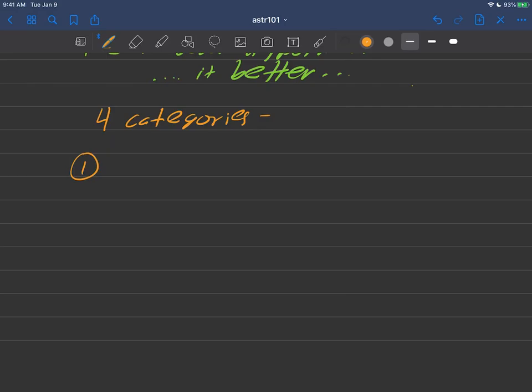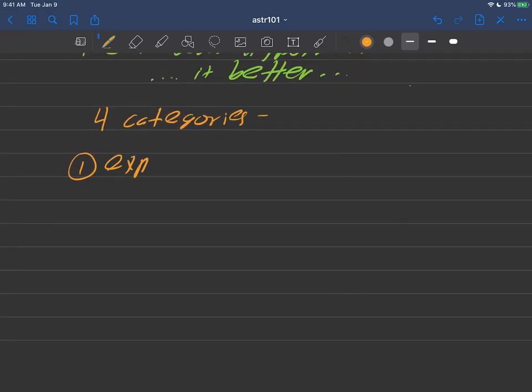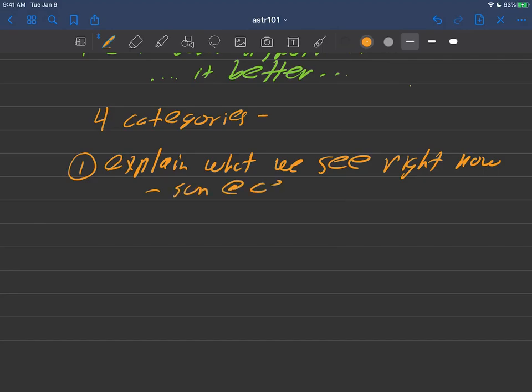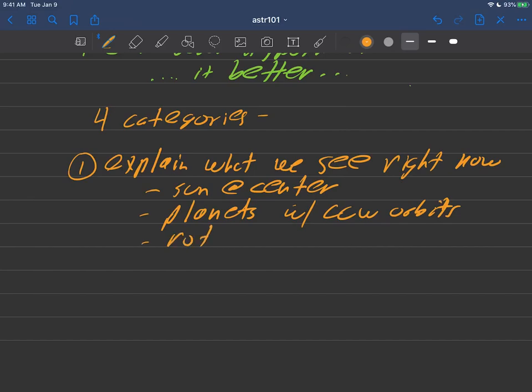Okay, the first one is that it has to explain what we see right now. In other words, just some real obvious stuff here. We have the sun at the center of our solar system. We have all of the wonderful planets with the counterclockwise orbits. We also have the planets all rotating, and for the most part counterclockwise. I put that in parentheses, because of course some are clockwise or even sort of off a bit, in this case Venus here.